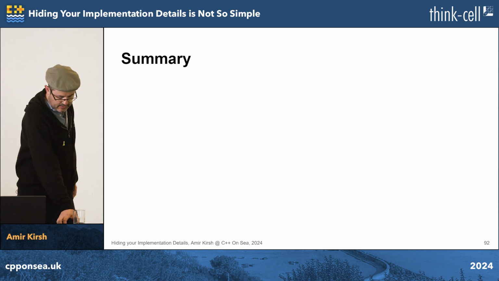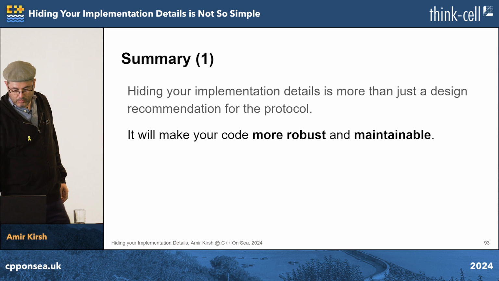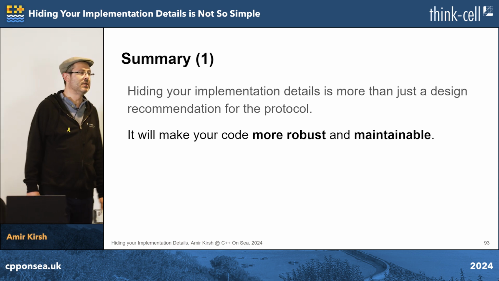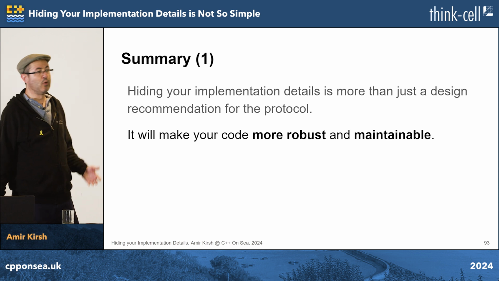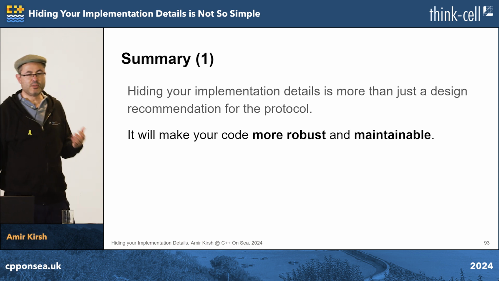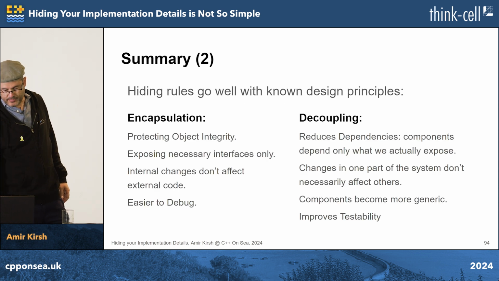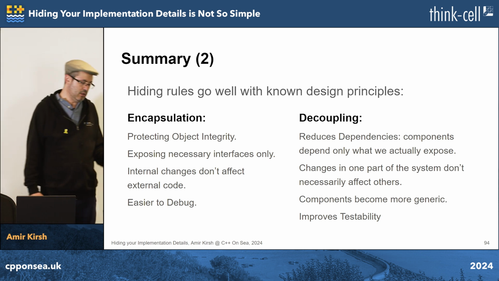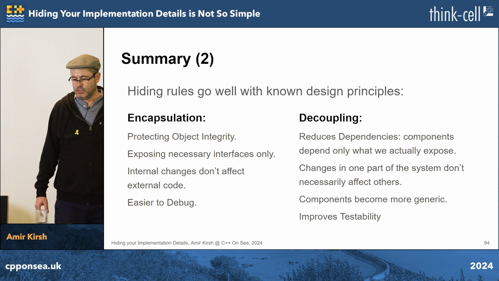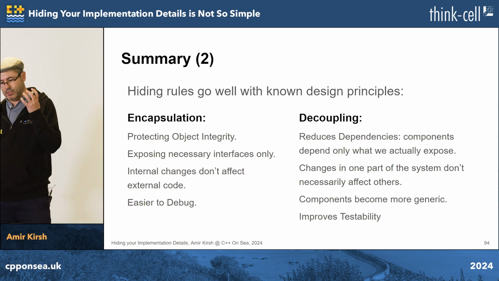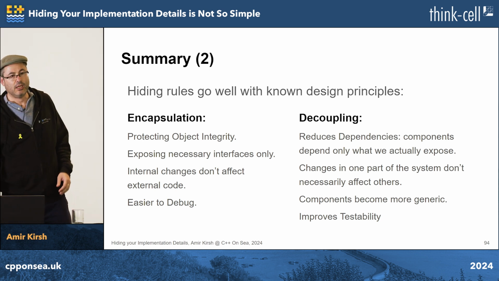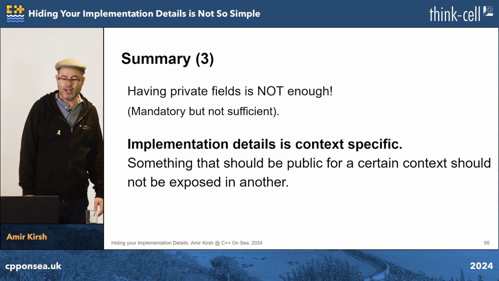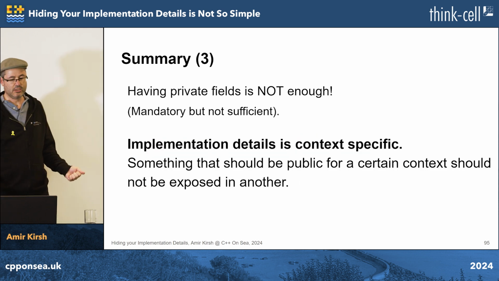Let's summarize. Hiding your implementation details is more than just a design recommendation. It will make your code more robust and maintainable. Fewer bugs, easier to refactor. The user sees only what the user needs to see. You will get encapsulation and decoupling. We all remember that decoupling is important, and encapsulation is a key design approach in object-oriented programming. You need to strive for having that. Having private fields is not enough. It's mandatory, but not sufficient.